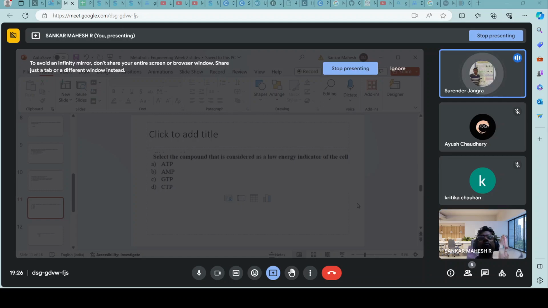The C or D option. It's up to you. You can even talk about both the options if you are aware, or we can discuss. Because C and D both are indicators of high energy because they have three phosphoanhydride bonds, and removal of each inorganic phosphate from either GTP or CTP releases some energy.